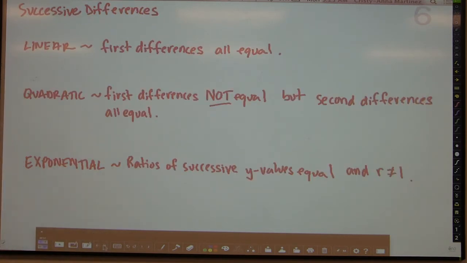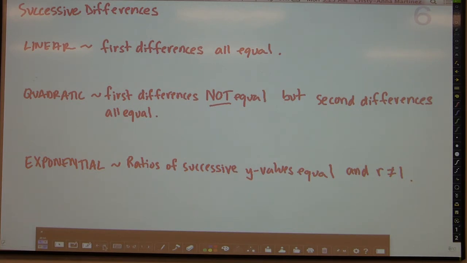Okay, because like we said before, there are other ways to determine whether a function is linear, quadratic, or exponential. And one of those ways is using patterns and successive differences. And successive differences is basically just when you take the differences of the y values in succession. And if you do that twice, then they become second differences. This might sound kind of complicated to you right now, but I'll explain it in our example.